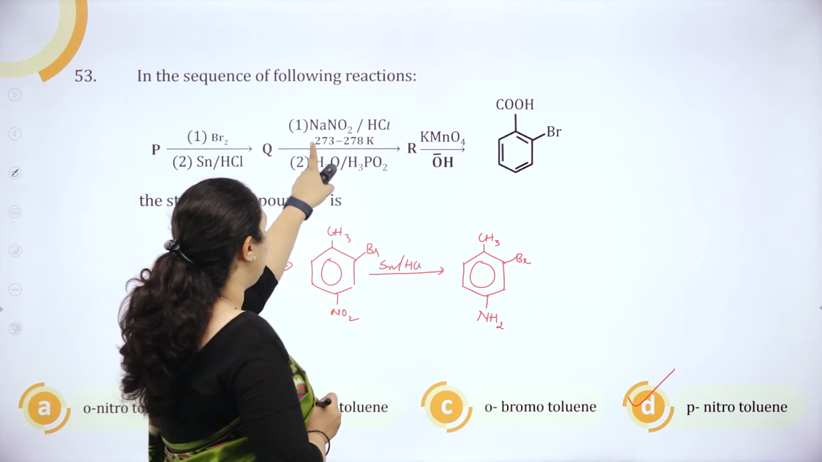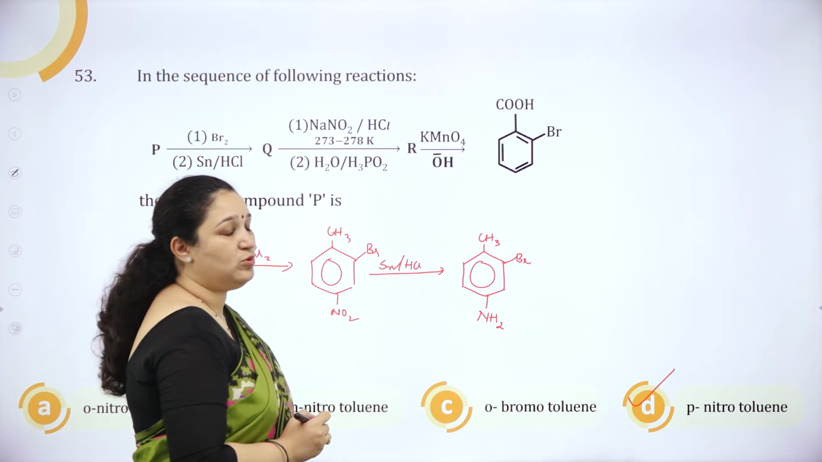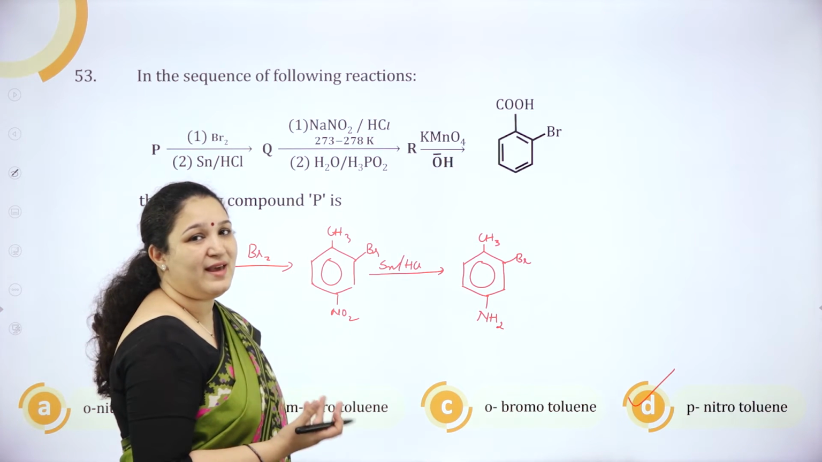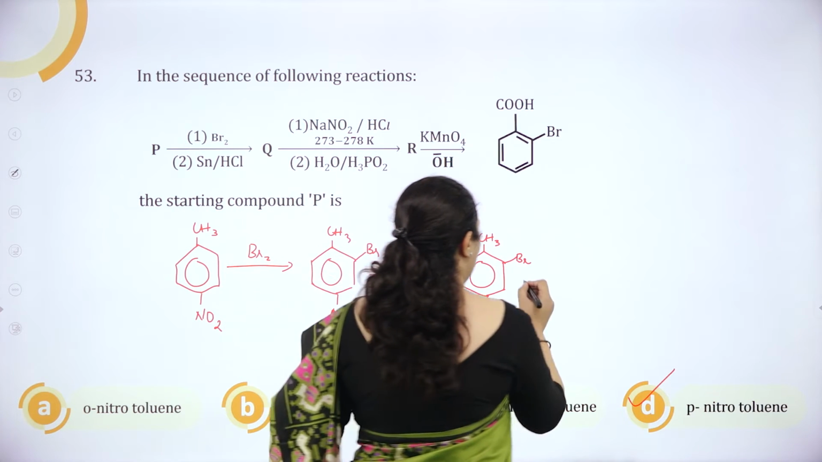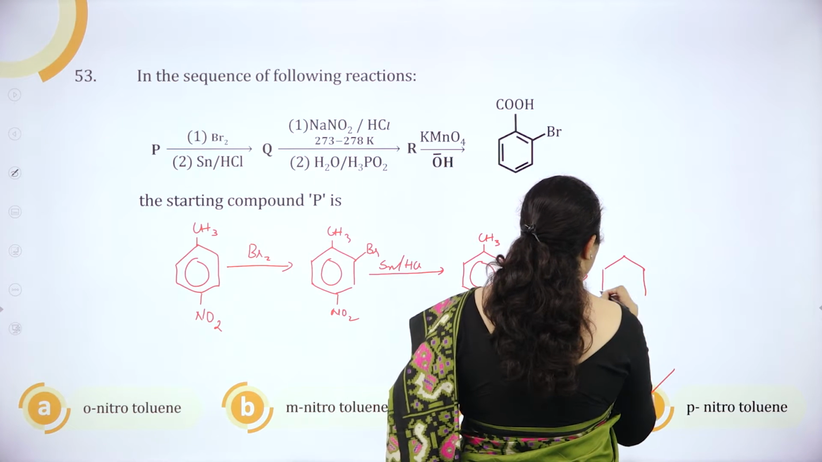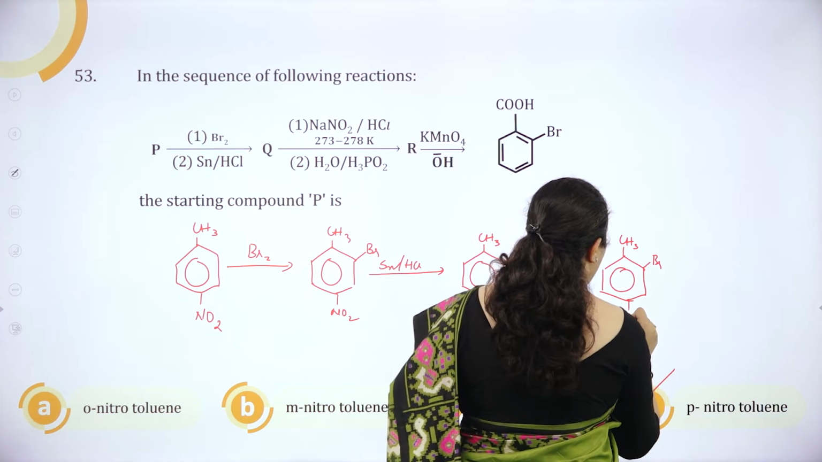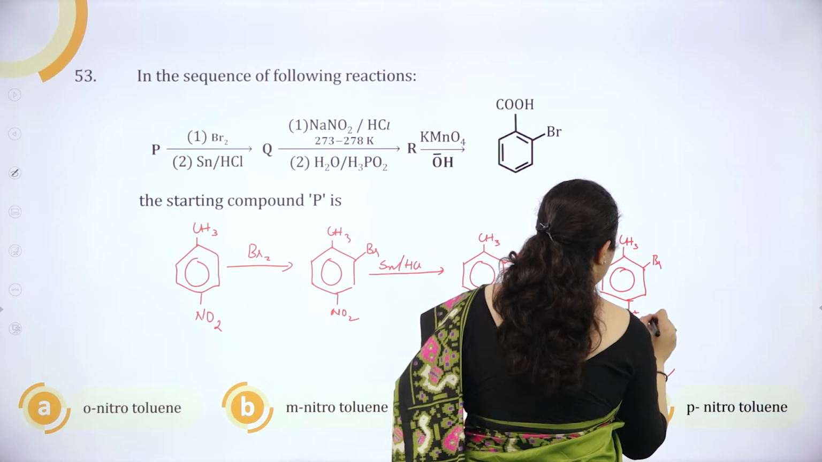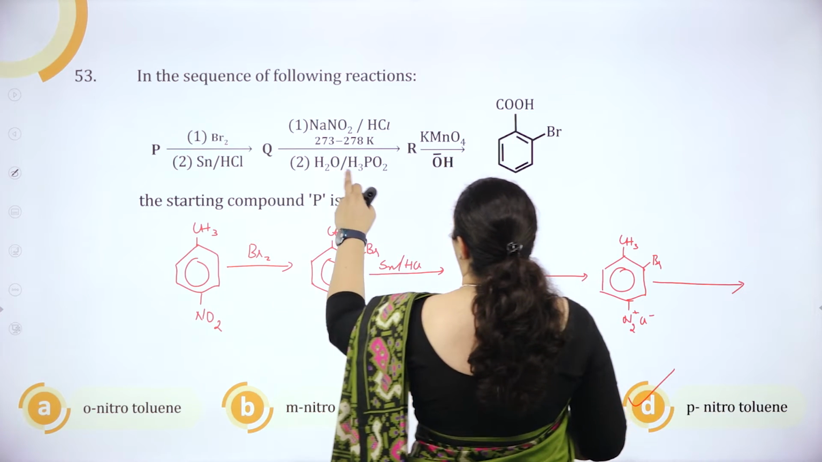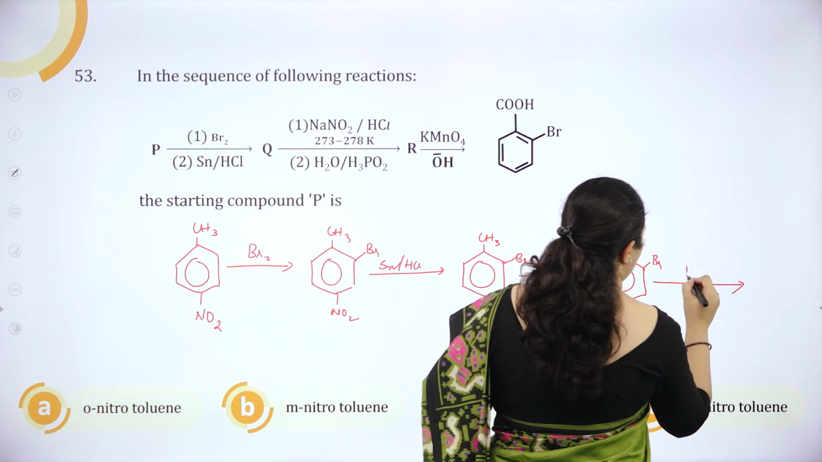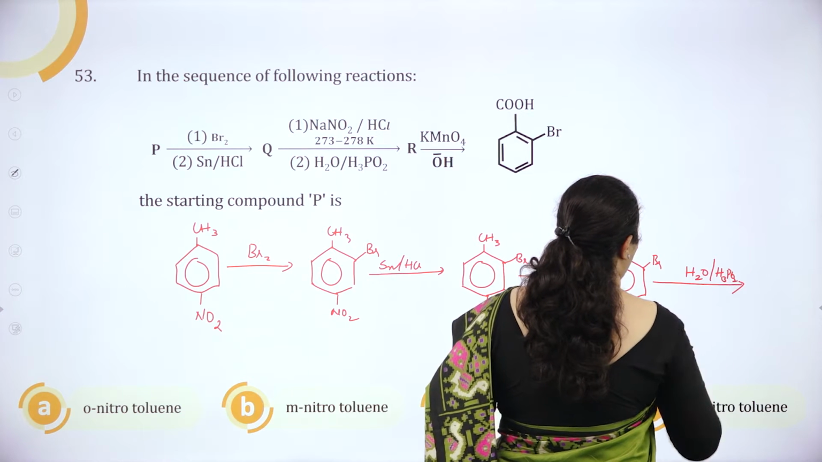Now you have an amine group present, so NaNO2 plus HCl at 273 to 278 Kelvin. What will happen? Diazonium salt will be formed. So NH2 group will get converted to diazonium group. So you are going to get CH3, Br and you will get N2 plus Cl minus. Okay. Further, when H2O with H3PO2, that is acid hydrolysis, what can happen?